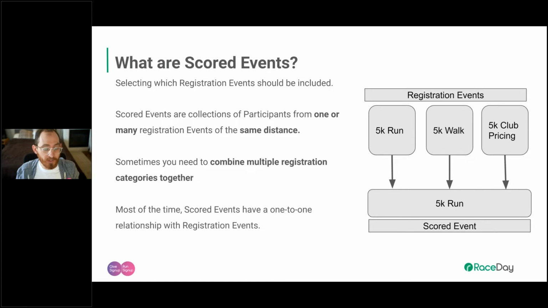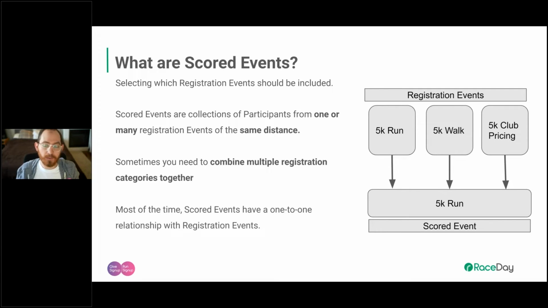So we always recommend that you have a scored event for each distance you have. But essentially, whichever you want to have a main list of events or results for, you want to have a single scored event for that. So if you have a 5K run and you want your main results to include everybody together, and then you wanted a second report that is like, hey, just show me the people who are in the club, you could do that. And you could filter your report to just isolate those who said that they're in the club pricing.